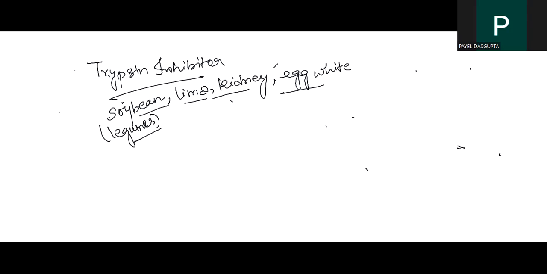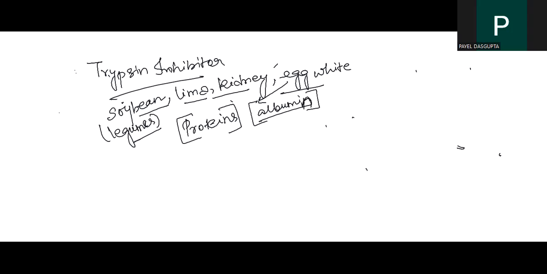The trypsin inhibitor will compete with the protein. Obviously all these legume-based foods and egg white are rich in protein. So what is the rich protein over here in egg white? Albumin. You are aware of it. So when I'm giving some key points, please do take that. It will be helpful. So we are talking about anti-nutrients.